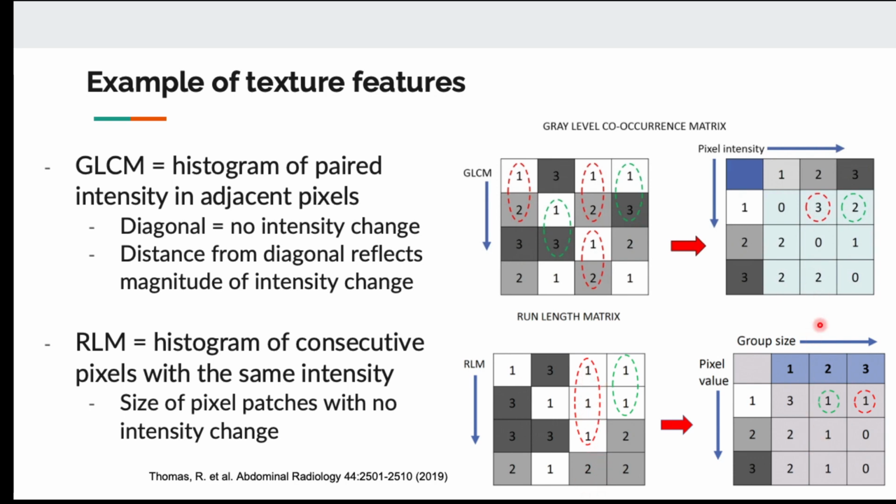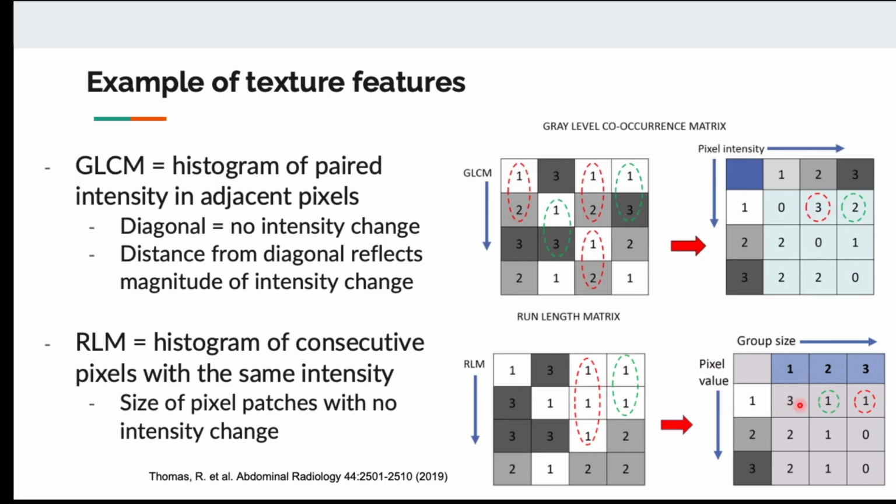So this is opposite to the top texture. Like the top texture, numbers in the diagonal means that you have the same intensity in your image. But in the bottom texture histogram, the numbers in the first column means that you have singletons in your intensity, like 1 next to different intensity, 1 next to different intensity.